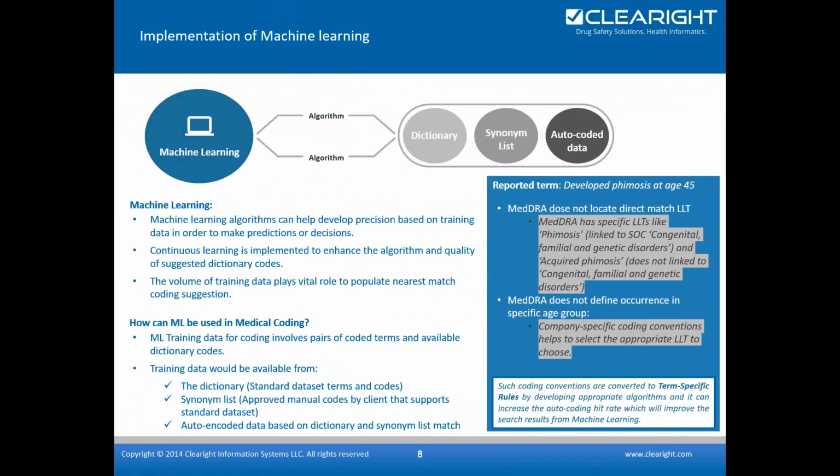So we are here now. It is time to explore the use of machine learning on a coding system. As we discussed earlier, AI needs machine learning to intensify the sensitivity and specificity of the coded data. It requires continuous teaching to enhance the algorithm and the quality of the suggested coding, the suggested dictionary codes. The volume of the training data plays a vital role to populate the nearest match coding suggestion.